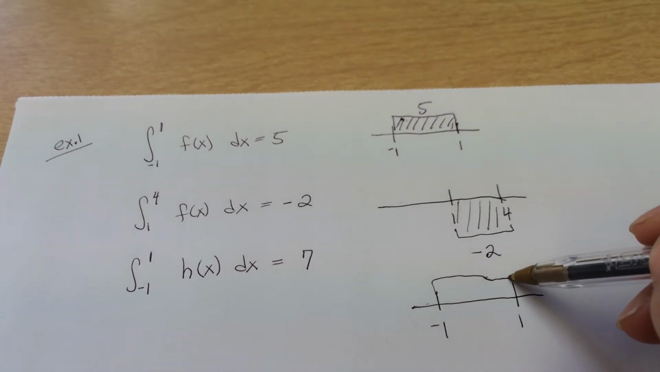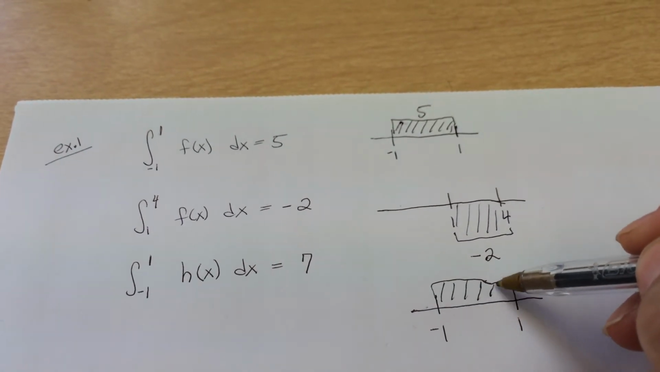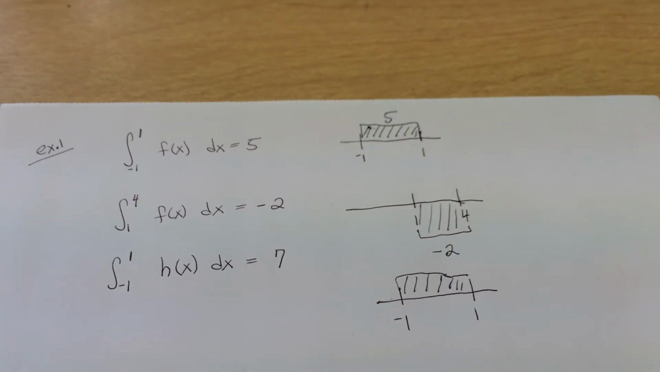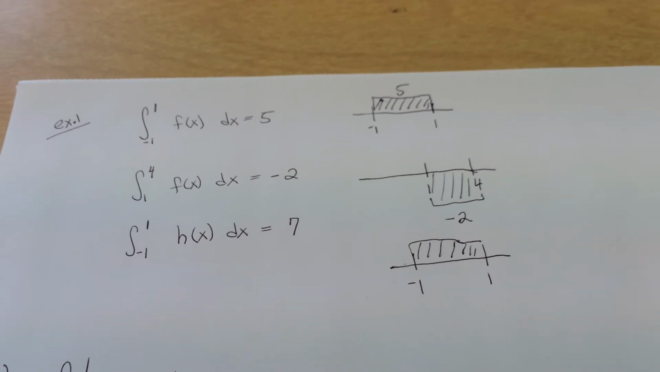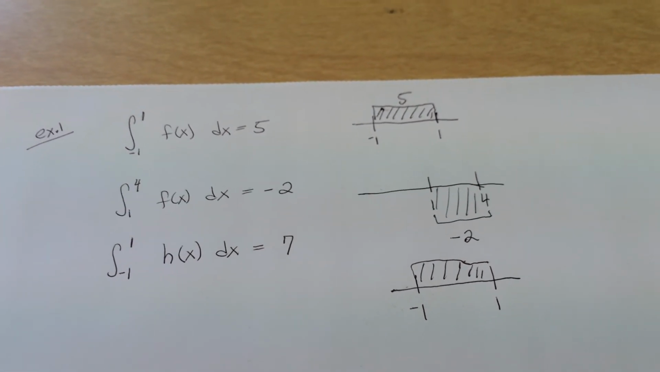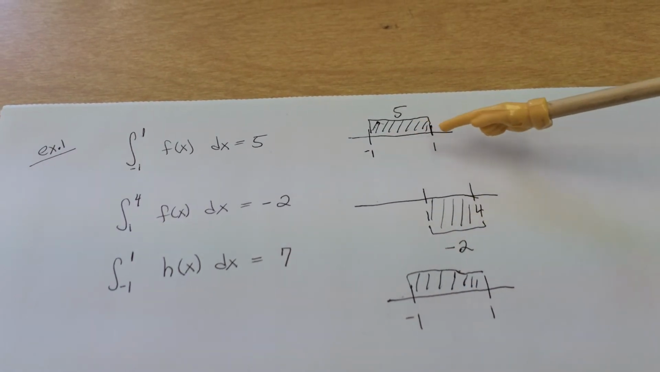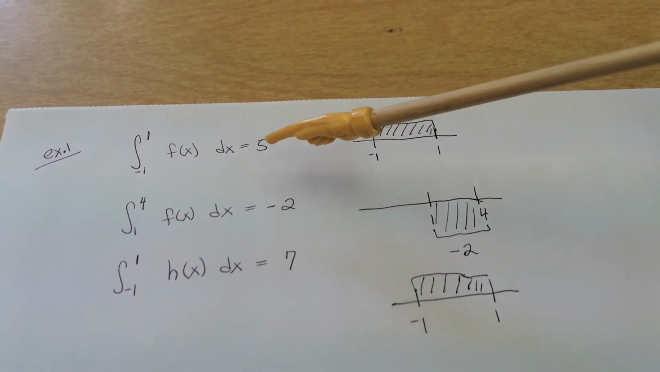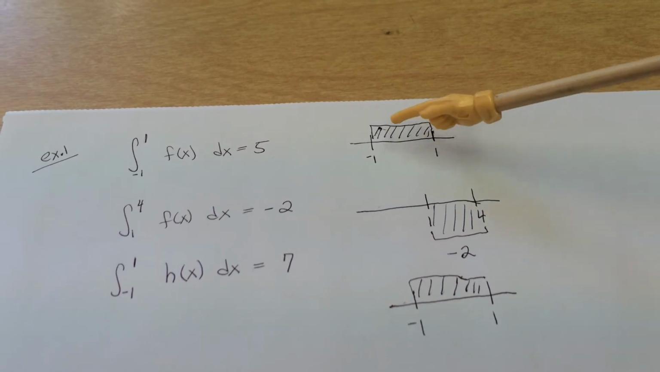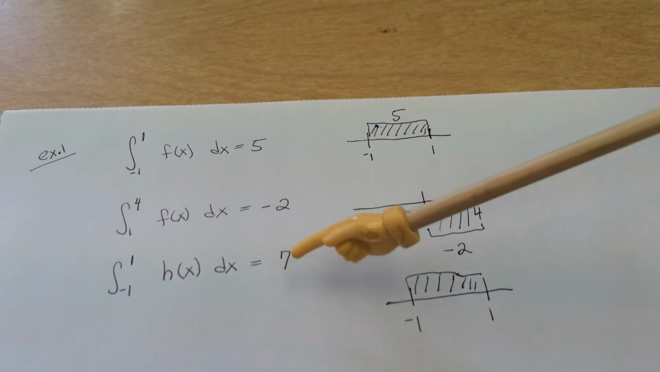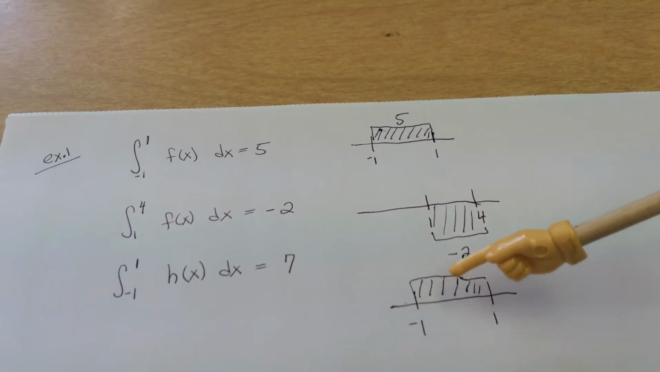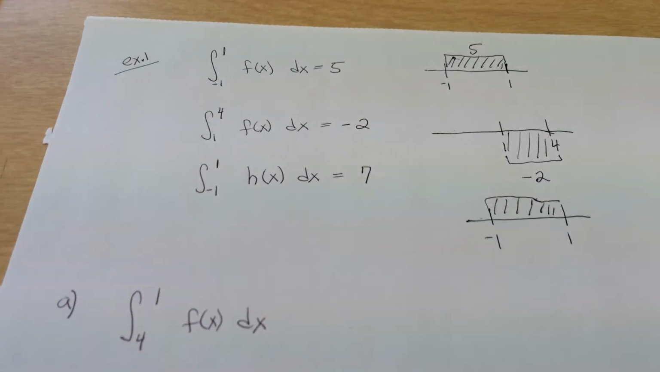So notice that it is not the same function, right? Because the previous one was f of x and this is h of x. So they're different functions. That's why even though the limits are the same from -1 to 1, this is f of x, and so whatever that f of x is, we're saying the area of that is 5, and the area of this right here is 7. Okay? So now using that, we're going to do the first part.